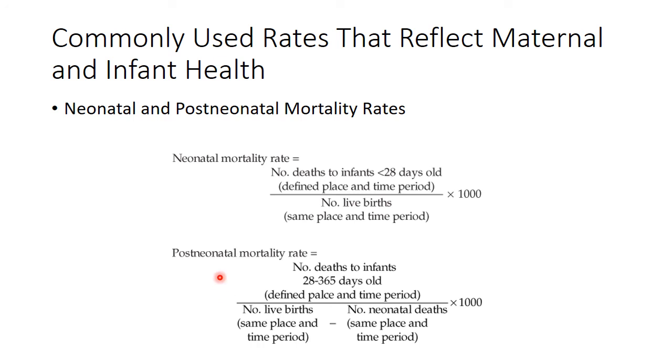And then for a post-neonatal mortality rate, this would be kids that died after 28 days, so past that neonatal period but prior to their first birthday. Basically you just take the number of deaths that occurred during that time period, divided by the number of live births minus the number of neonatal deaths. Again, you want to count those kids that died in the first 28 days, and then that would be your remainder of live births there.